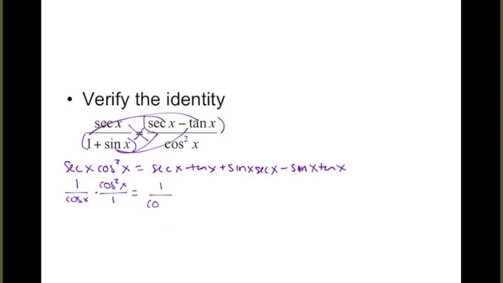Secant is 1 over cosine. Tangent is sine over cosine. I have a sine to put over 1. The secant is 1 over cosine. The sine to put over 1. And the tangent is sine over cosine.